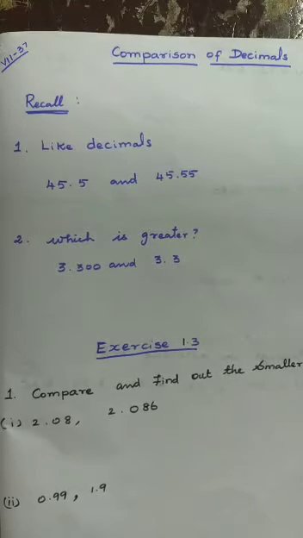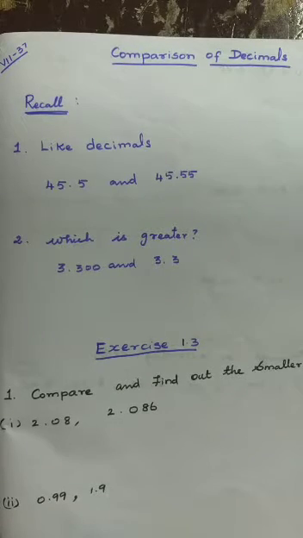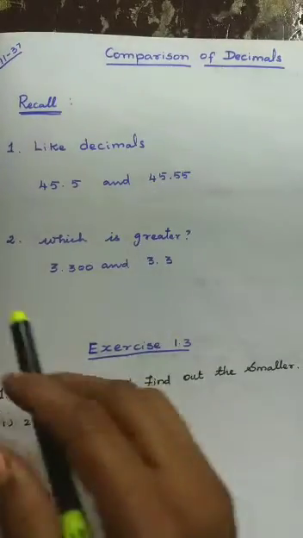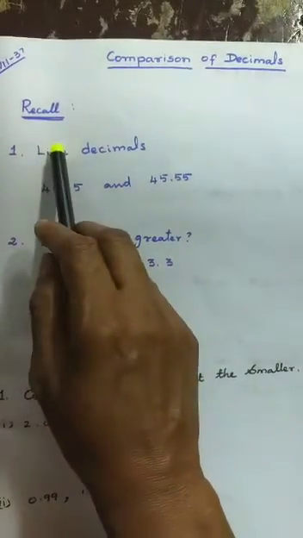Today we shall see the comparison of decimals. How to compare decimals? You have to first change the decimals to like decimals. After that only we can say which is greater, which is smaller, that is comparison, or equal. And now we shall recall.